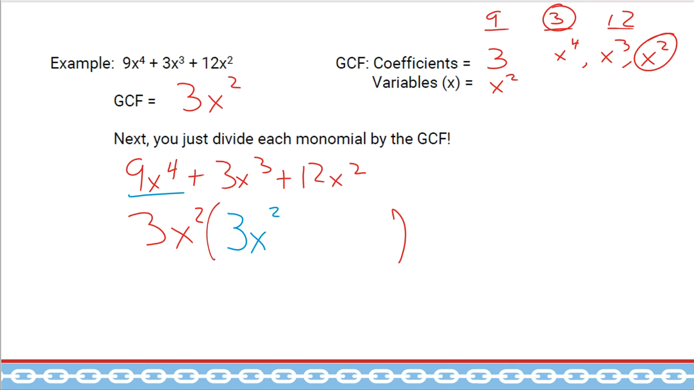3x to the 3rd divided by x squared, right? I'm going a term at a time. Now 3 divided by 3 is 1, and x to the 3rd divided by x squared is just x, right? 3x to the 3rd divided by 3x squared. The 3's cancel, right? x to the 3rd divided by x squared is just x. And then finally, 12x squared divided by 3x squared. Well, 12 divided by 3 is 4, and x squared divided by x squared, those are going to cancel out.